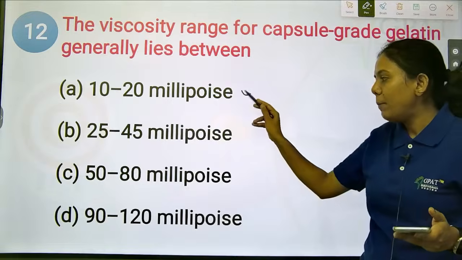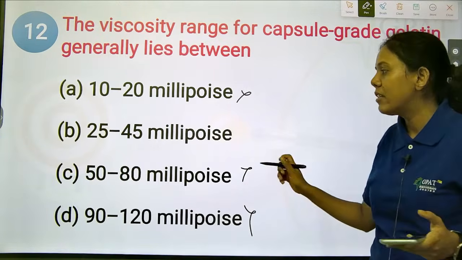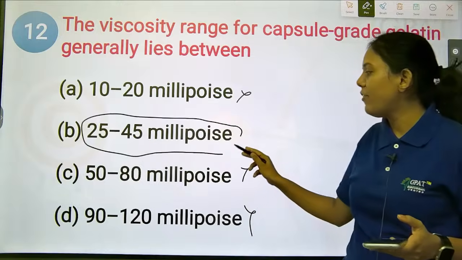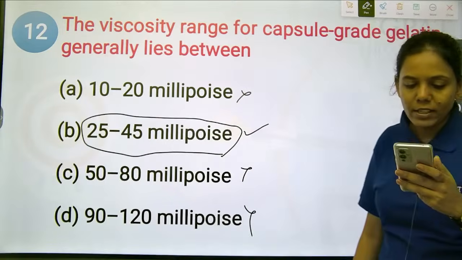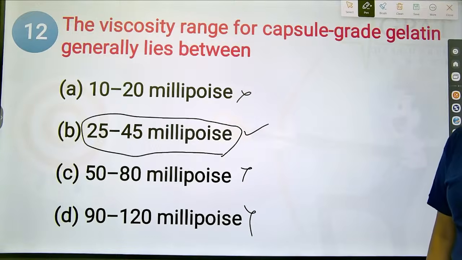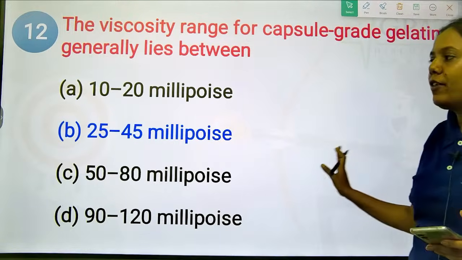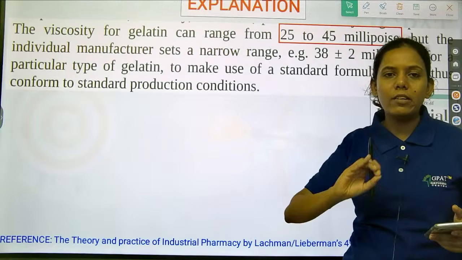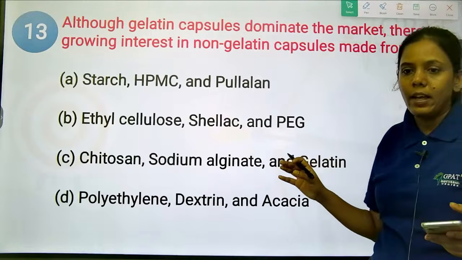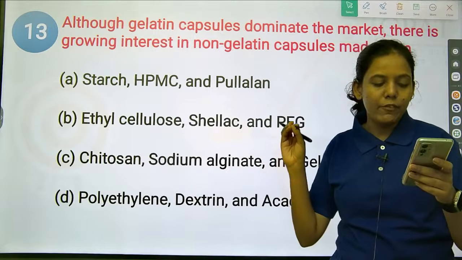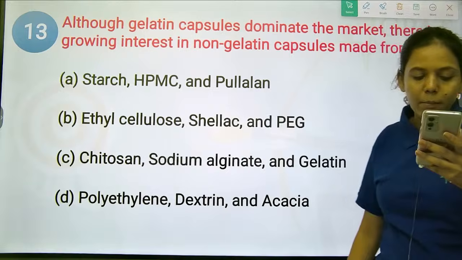So 10 to 20 millipoise, 50 to 80, 90 to 120, it is very vast. 25 to 45 millipoise is the right answer, okay? Very good. Option B is the right answer. These are very straightforward, like ideal value of gelatin viscosity, ideal value of Bloom strength, iron content of gelatin. Please make sure you write it somewhere if you feel that you may forget it till the time of examination.